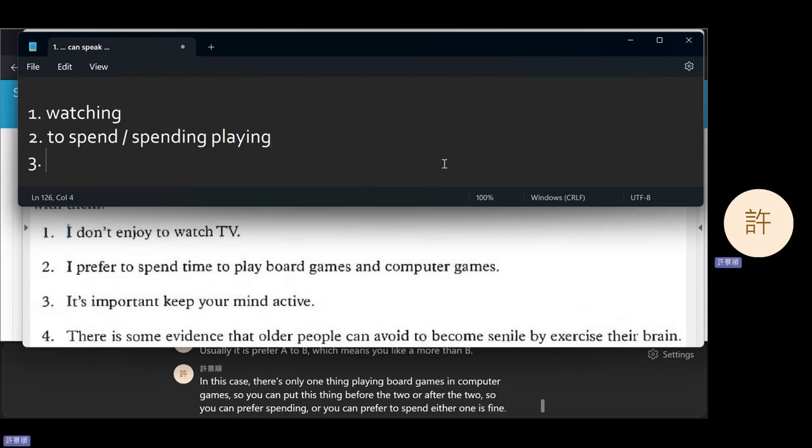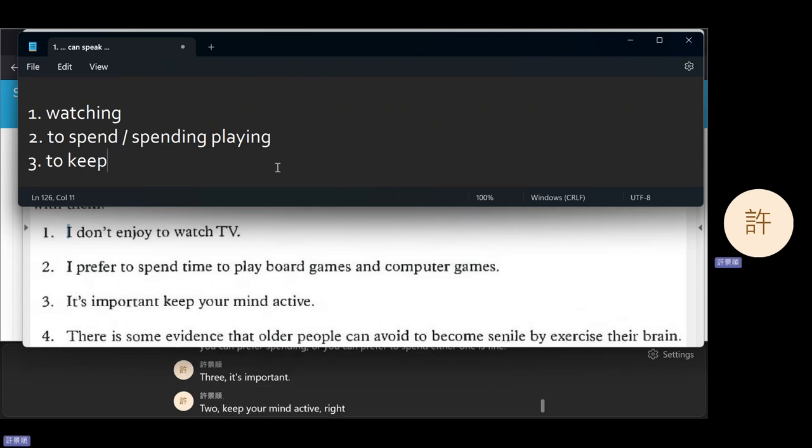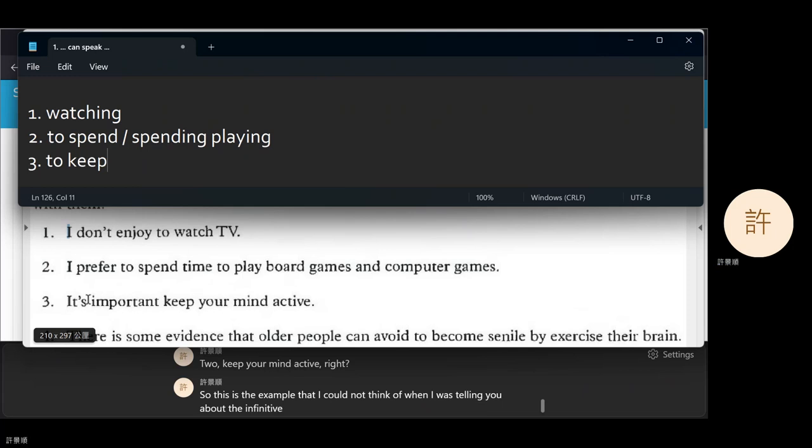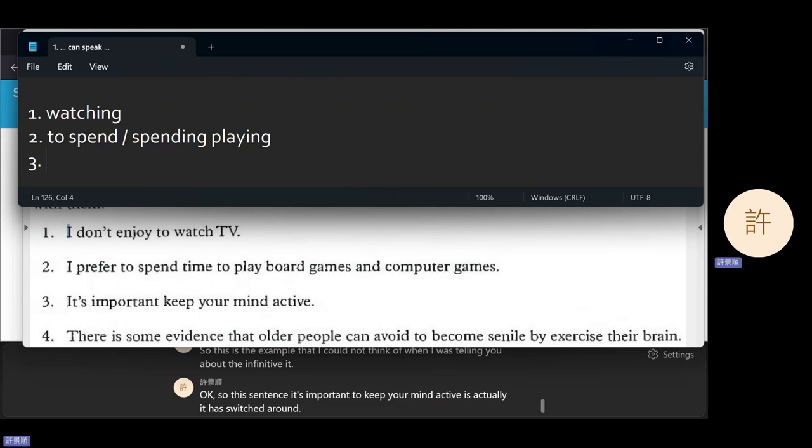Three, it's important to keep your mind active. Right, so this is the example that I could not think of when I was telling you about the infinitive. Okay, so this sentence, it's important to keep your mind active, is actually, it has switched around. The original sentence looks like this.